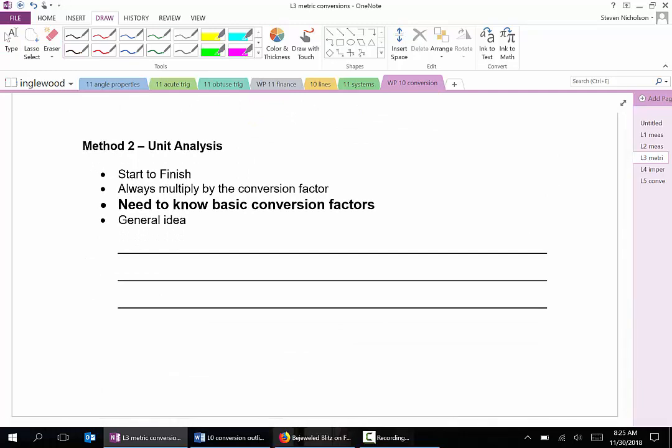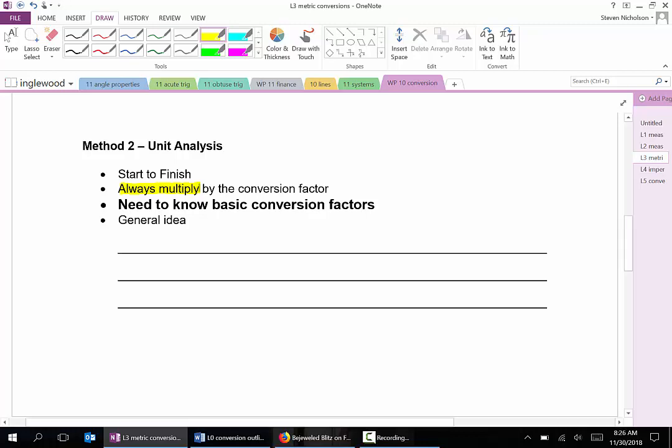Okay, unit analysis is almost the same idea, other than we're not going to have a visual. We're going to have a start and a finish, just like above. But here's the nice thing about unit analysis: we always multiply. And with the metric system, we're always going to multiply by some sort of 10.